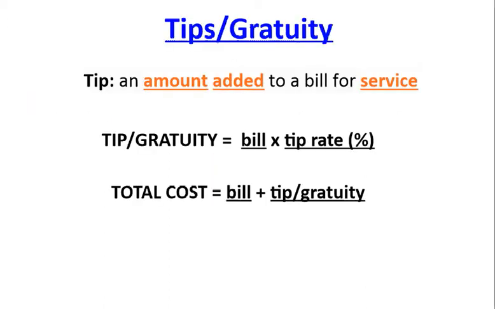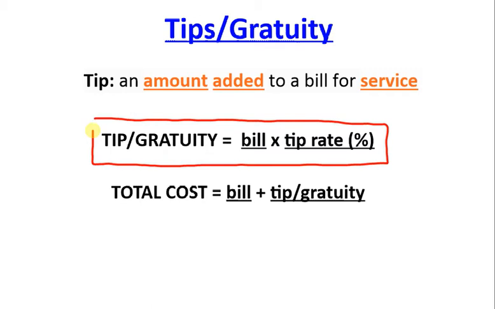Okay, so there's one definition and two formulas that we need to look at. So first, a tip is an amount added to a bill for service. So for example, if you go to a restaurant, you tip your waiter. If you get your hair done at a salon, you might tip the person who did that. There's various situations where you would give a tip or a gratuity. So in order to calculate the tip or gratuity, you're going to take the bill times the tip rate. So your tip rate is going to be a percent, and I'll show you how to calculate that.